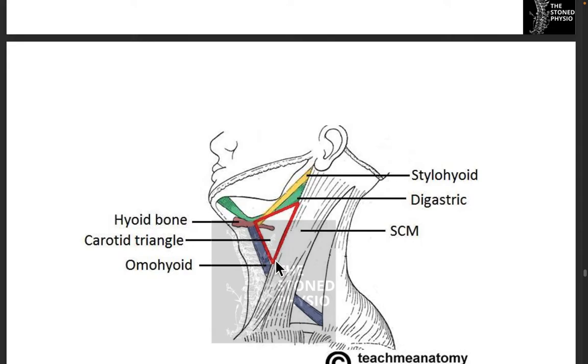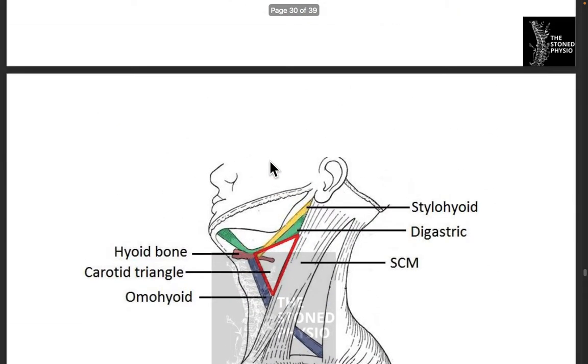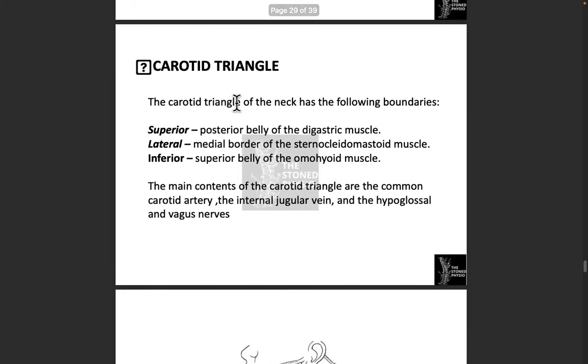I don't think I need to talk about the boundaries of these triangles in detail. If you have a look at the image, it becomes easier to picture. Just remember the major structures present inside the carotid triangle.